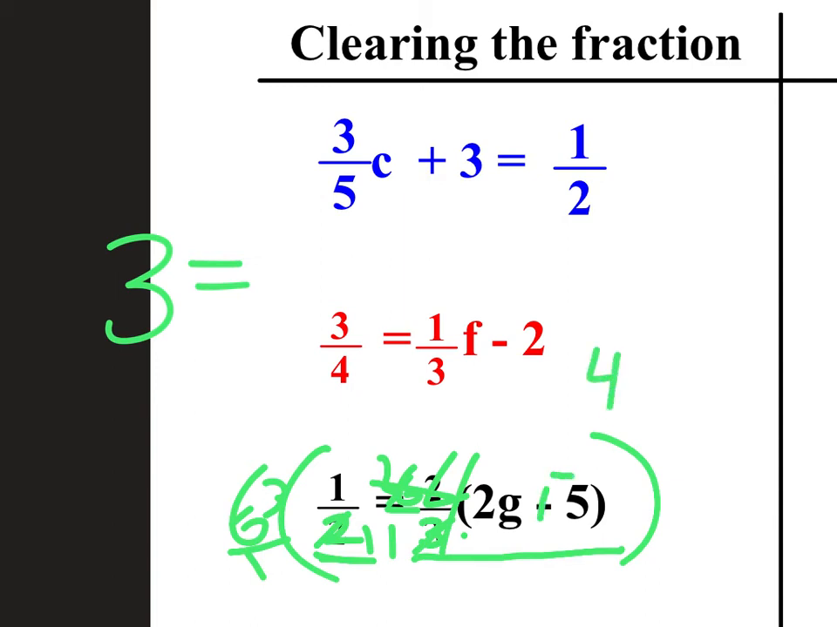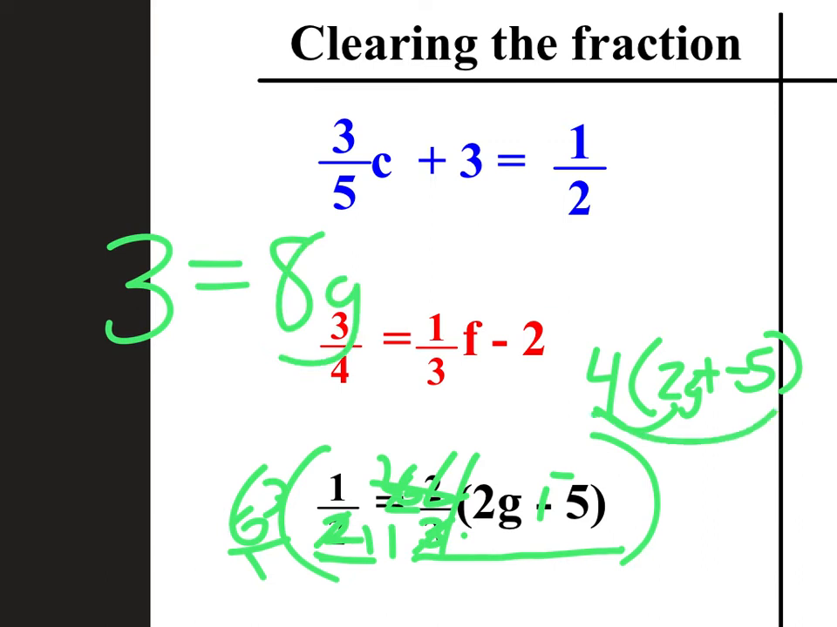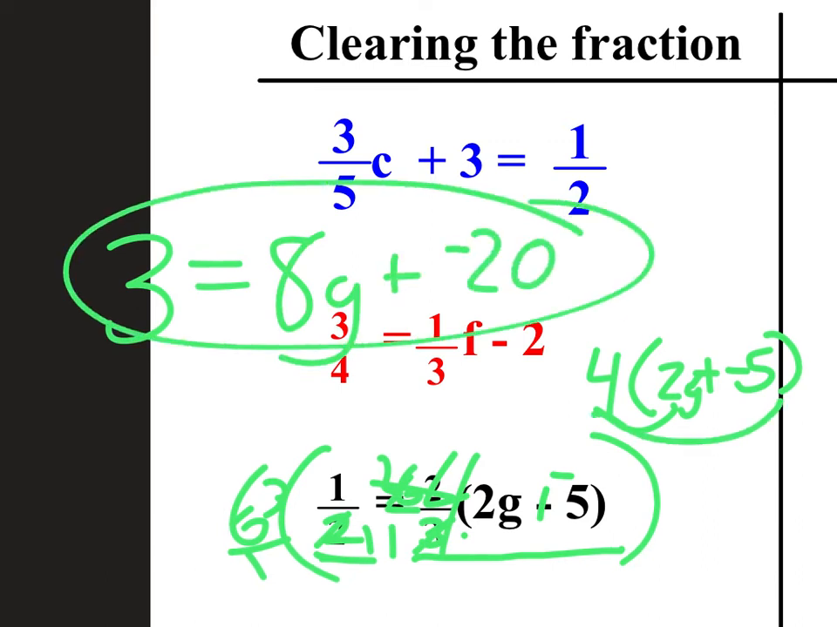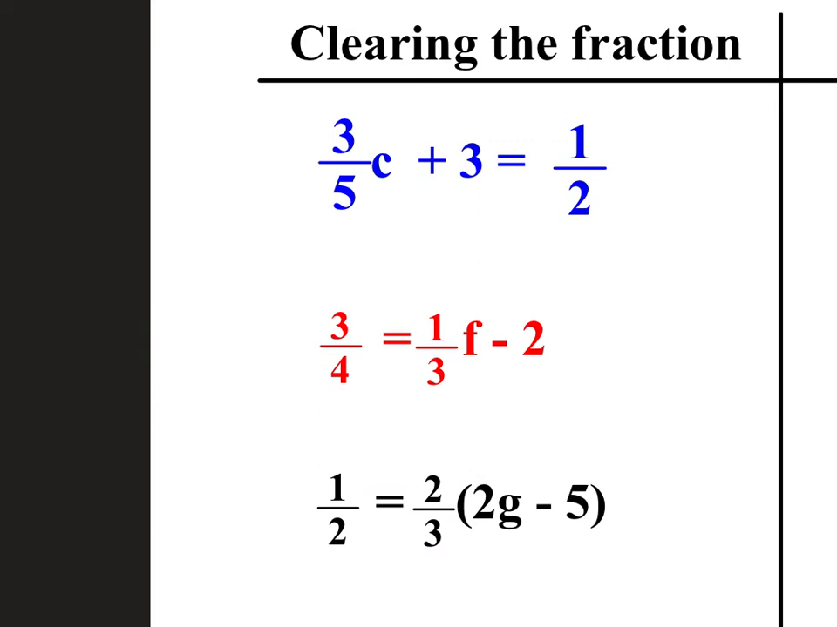So now I have this problem over here, 4 times 2g plus negative 5. That becomes 8g plus negative 20. And you could be looking at this math problem with not a whole lot more work, and then you don't have to deal with those fractions. You might notice I didn't go ahead and solve those.